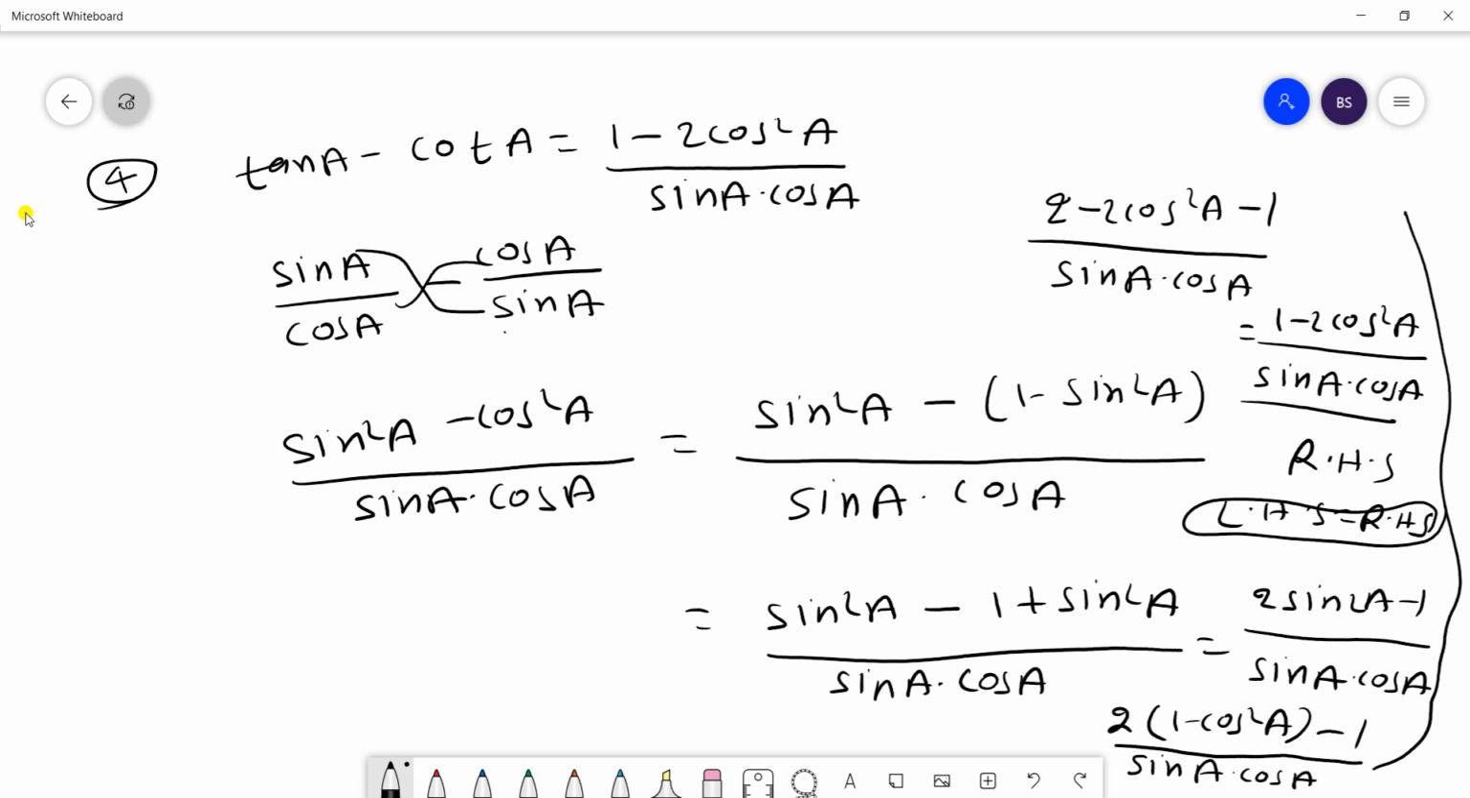Okay, some students have doubt in this portion. You can do one thing: whatever is on this side, directly you can multiply here, and whatever we have on this side, this one also you can directly multiply here.